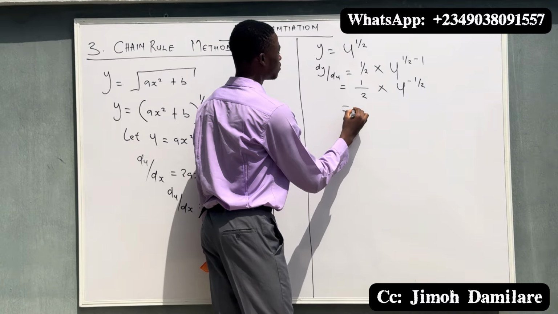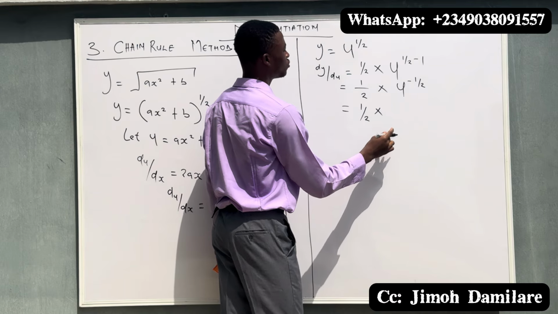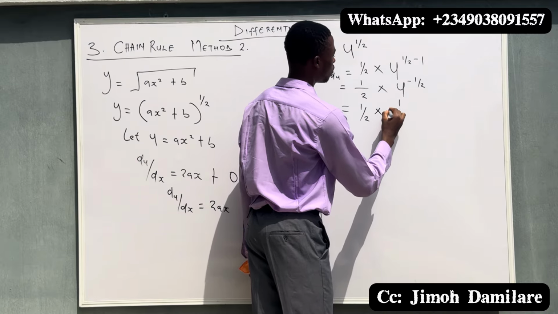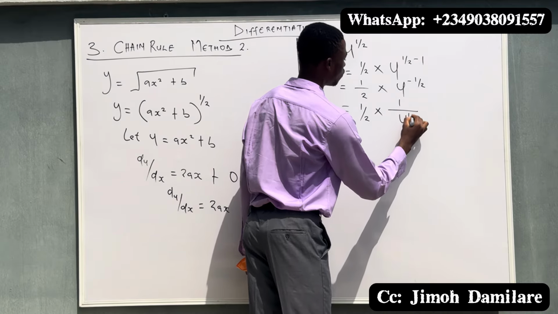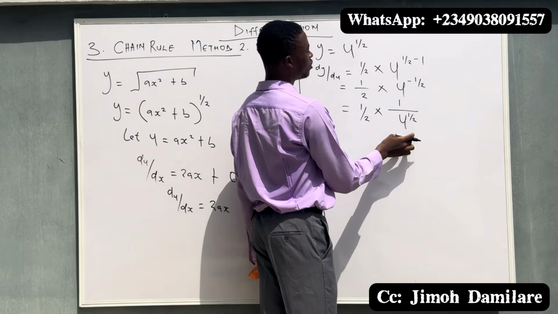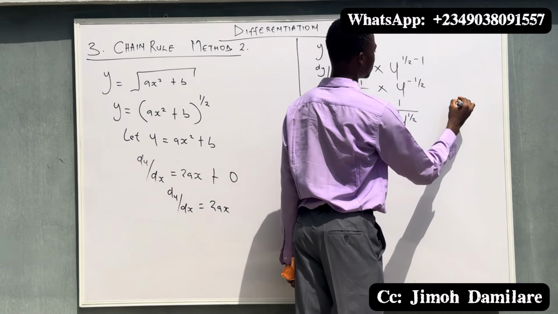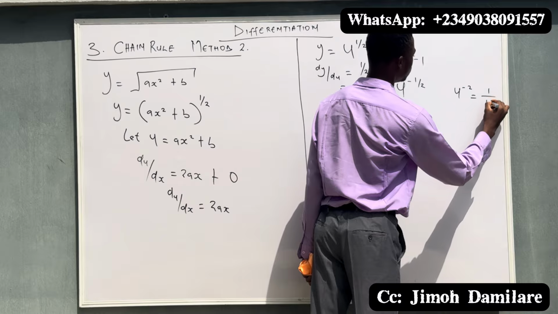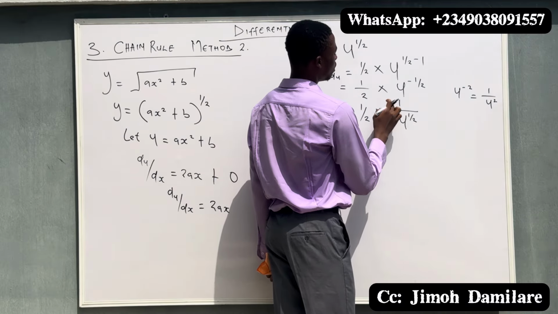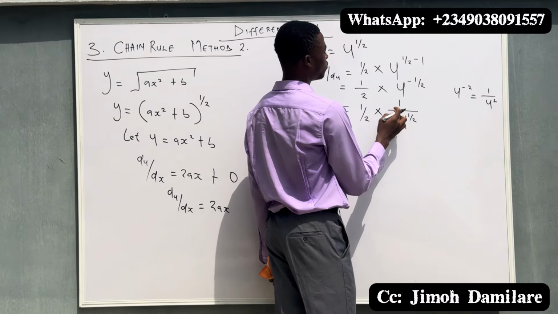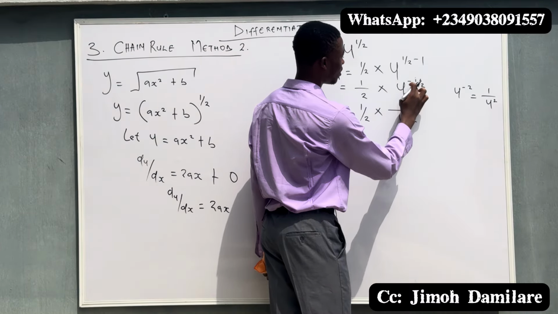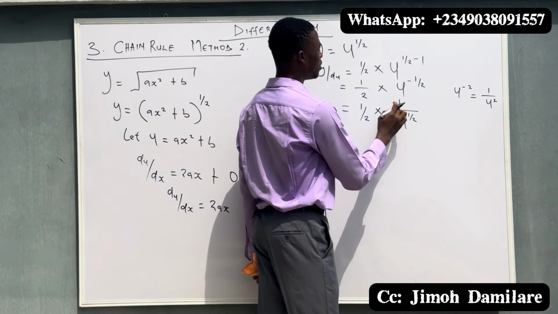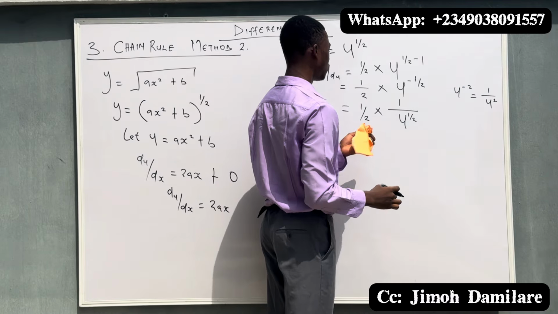Moving on, we are going to have 1 over 2 multiplied by, we can express this as a rational number. So we are going to have 1 over u raised to power 1 over 2. How do we get 1 over u raised to power 1 over 2? Remember that if we have something like u raised to power minus 2, you can write this as 1 over u raised to power 2. So writing u raised to power minus half, we are going to have 1 over u raised to power 1 over 2. So that is how we have 1 divided by u raised to power 1 over 2.